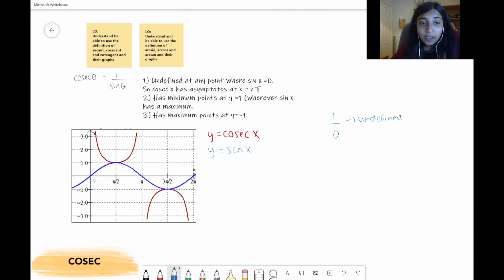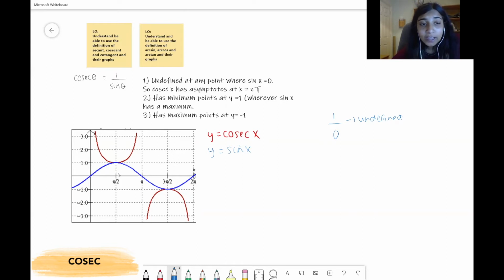So it's always at pi or 2 pi, and then the next one will just be 3 pi. That's because, if you remember, the distance between any two points in the sine x graph where it crosses the x-axis has a difference of 180 degrees or pi. So it'll keep increasing by pi where it crosses the x-axis, so the asymptotes would also be like that as well. The next point is that the graph y equals cosec x has minimum points at y equals 1, or wherever sine x has a maximum.